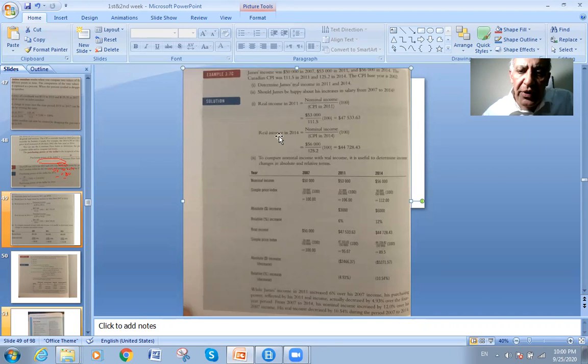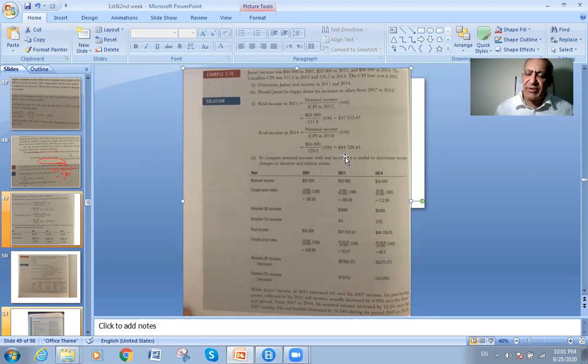Same thing if I want to do it for the real income. Can you do it by your hand? Now, you want to get the real income for 2014. Wait a minute. It will be the nominal income of 2014. 2014 nominal income was 56,000, right? 56,000 a year, divided by the CPI of the same year, 2014, which was 125.2. Multiplied by 100, this will give me 44,728.43. So this is how to change from nominal income into real income.